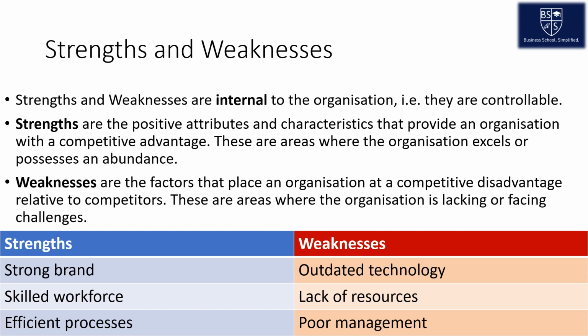Beginning with strengths and weaknesses. So strengths and weaknesses are the first part of a SWOT analysis, and as I said, they are internal to the organization, and this means that they are controllable. Strengths are the positive attributes and characteristics that provide an organization with their competitive advantage. These are areas where the organization typically excels or possesses an abundance, typically in resources such as personnel, money, or something of this nature.